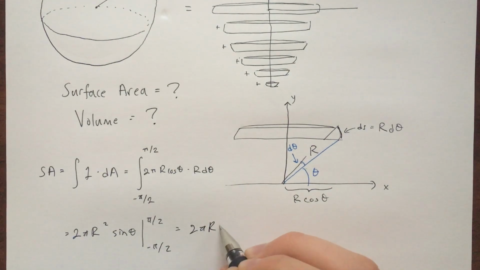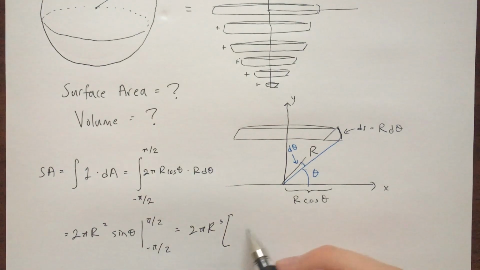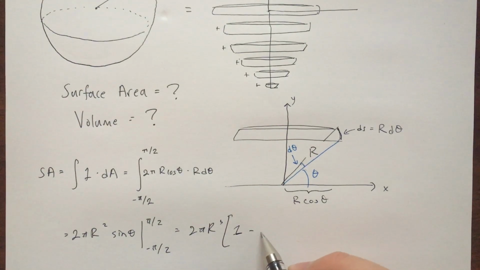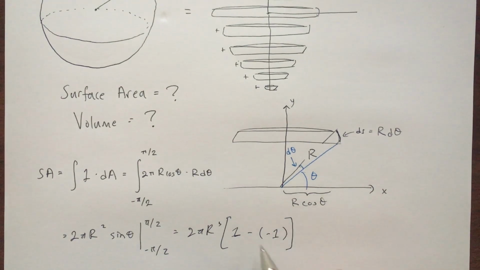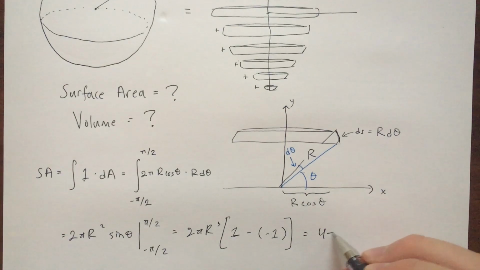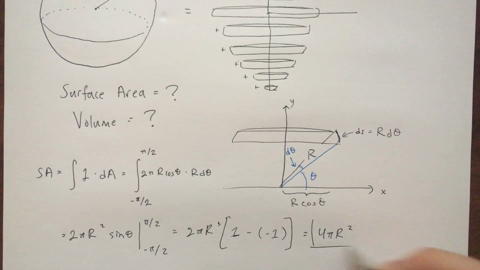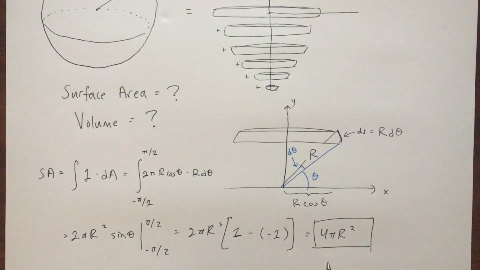Evaluating this, we'll get sine of pi over 2 is just 1, minus sine of negative pi over 2, which is negative 1. So this will give us a 2. So the overall surface area is 4 pi r squared. Similarly, we can do the same thing for volume.